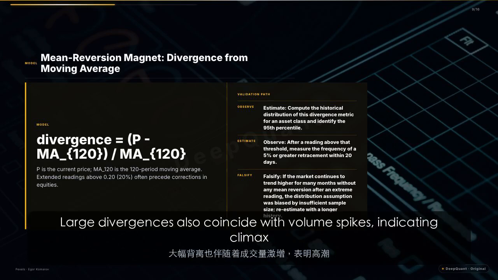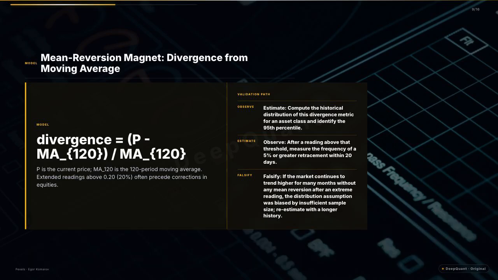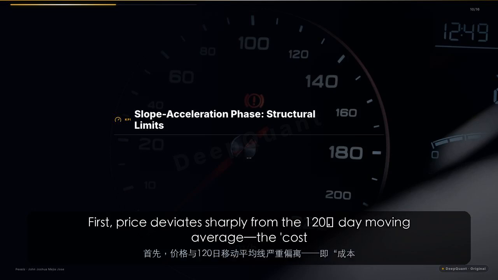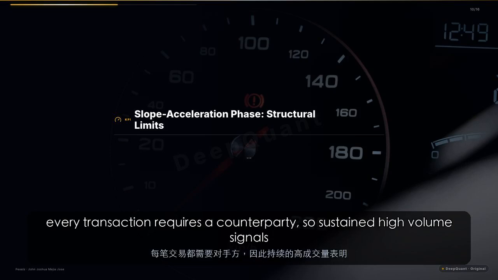Large divergences also coincide with volume spikes, indicating climax distribution or accumulation. When a trend steepens dramatically, two consequences become inevitable. First, price deviates sharply from the 120-day moving average, the cost anchor. Second, trading volume explodes as conviction clashes with profit-taking.